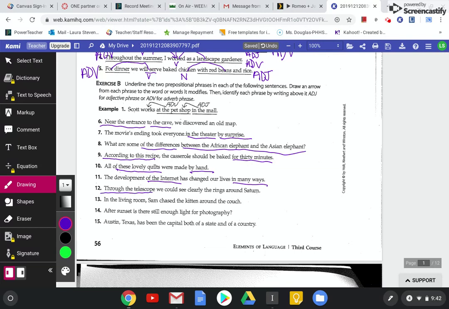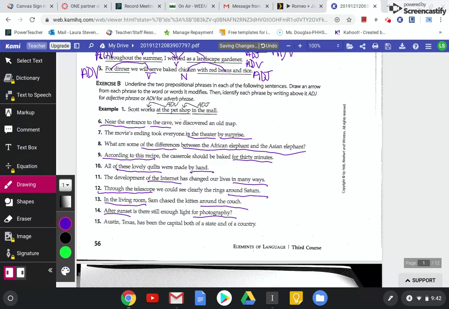We've got through the telescope. I'm making a video. You're in it now. Haha. Around Saturn. We've got in the living room. We've got around the couch. We got after sunset. We've got for photography.